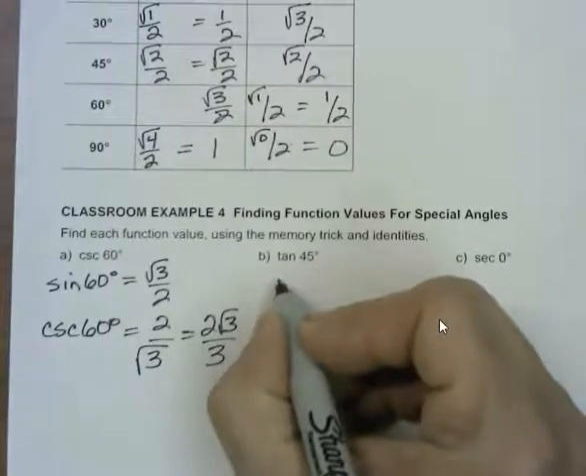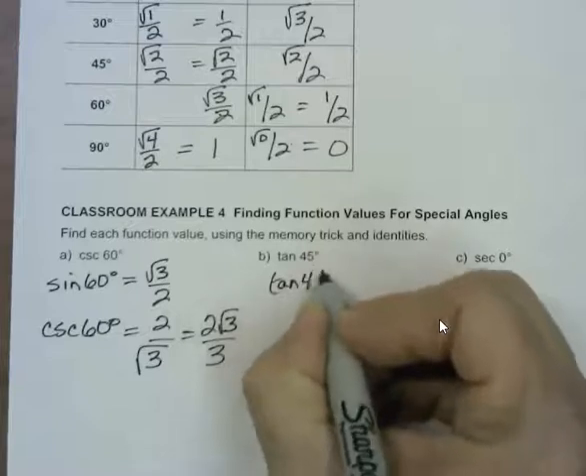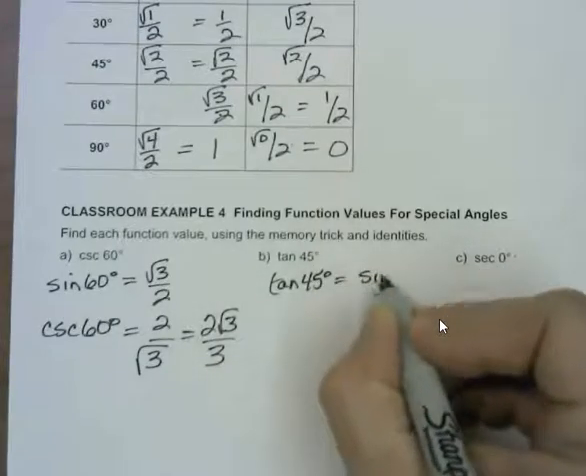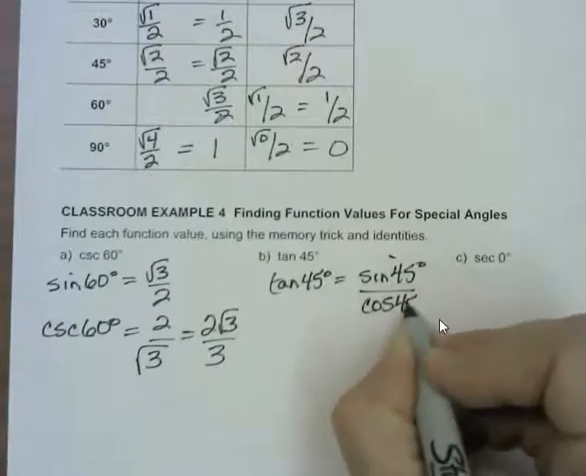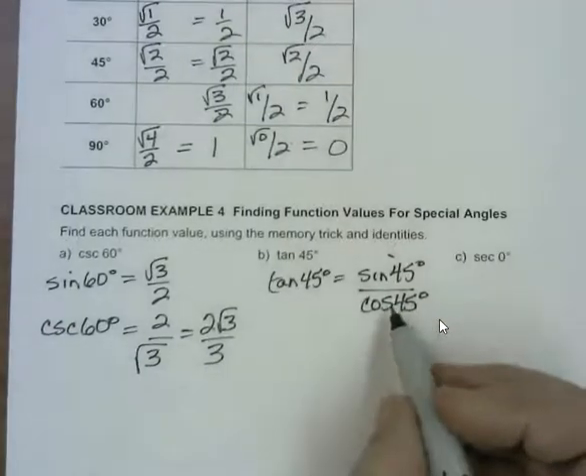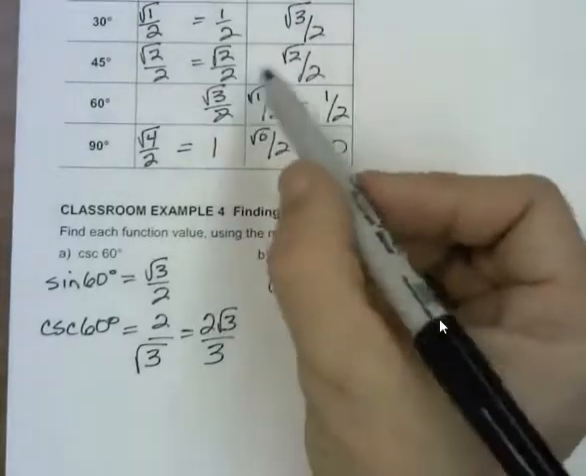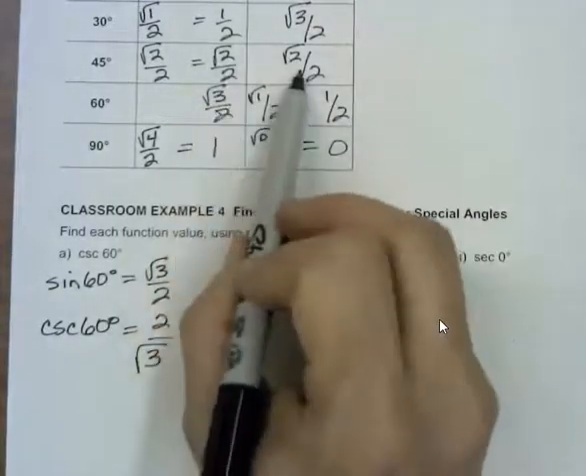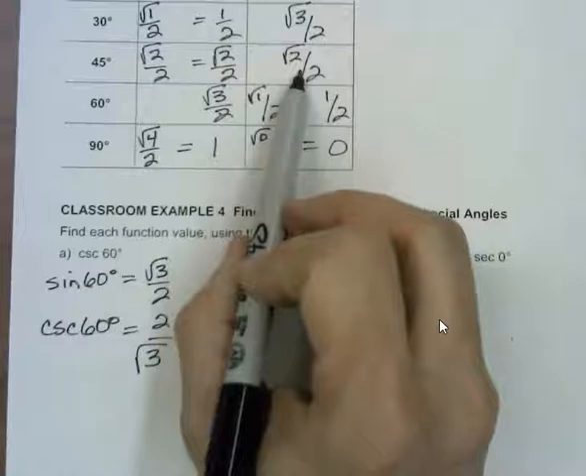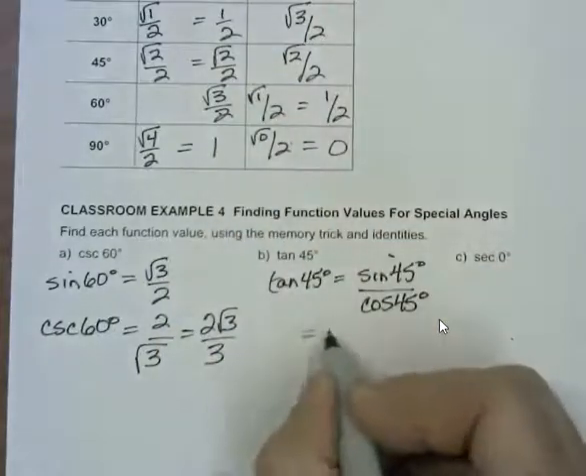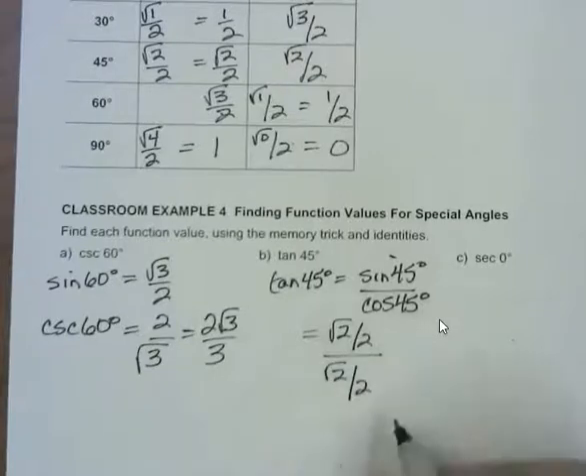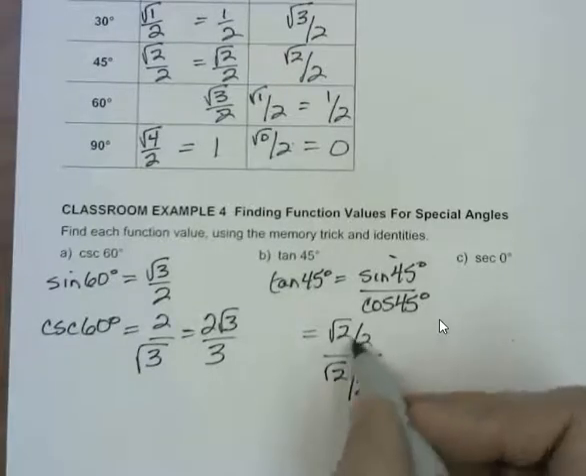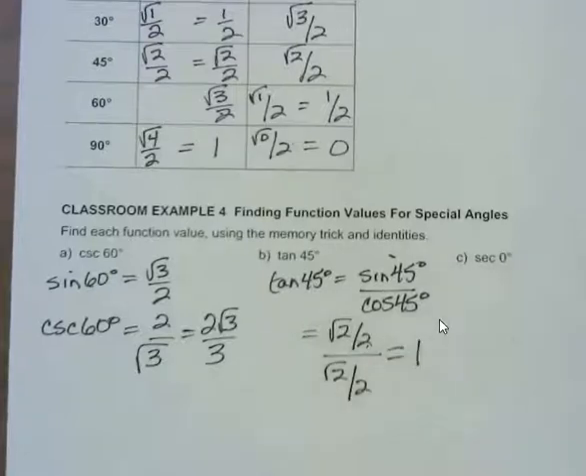Then for tangent of 45 degrees, if we're only using sine and cosine, then we need to use one of those quotient identities. So the tangent of 45 degrees is the same as sine of 45 degrees over cosine of 45 degrees. Tangent is sine over cosine. So we're just looking at this. Our sine and our cosine for 45 degrees are both the square root of 2 over 2. They're both the same. So if we simplify this, since we're dividing this by itself, we're going to end up with 1.